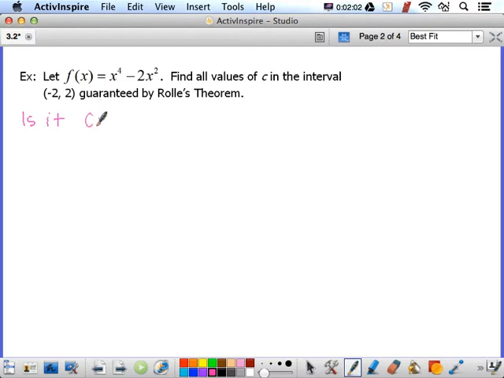Is it continuous? Do you guys believe it's continuous? Yes. Do you know why? It's a polynomial, and all polynomial functions are continuous. So anytime it's just your basic cubic, quartic, parabola, line, those are considered polynomial functions, and they are always continuous. So you believe it's continuous?